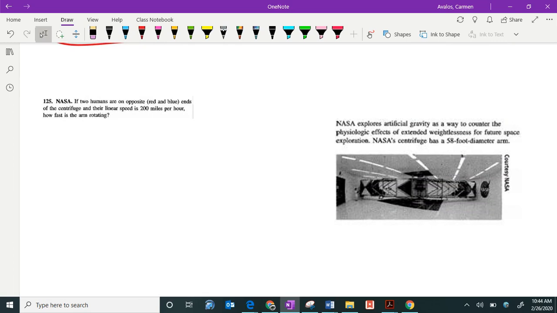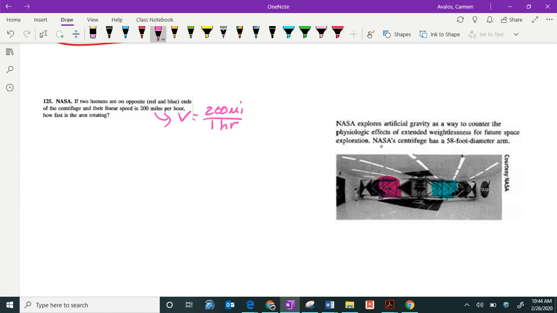And then here's the NASA one, and one is going to be in red. So this arm is in red, and then this arm is in blue. And all it is doing is spinning this arm. It just spins round and round. And so we have that it's going to be 200 miles per hour. That there is giving us our linear velocity, right? So that's the miles per hour. Distance over time is linear velocity. So that's going to be 200 miles in 1 hour.